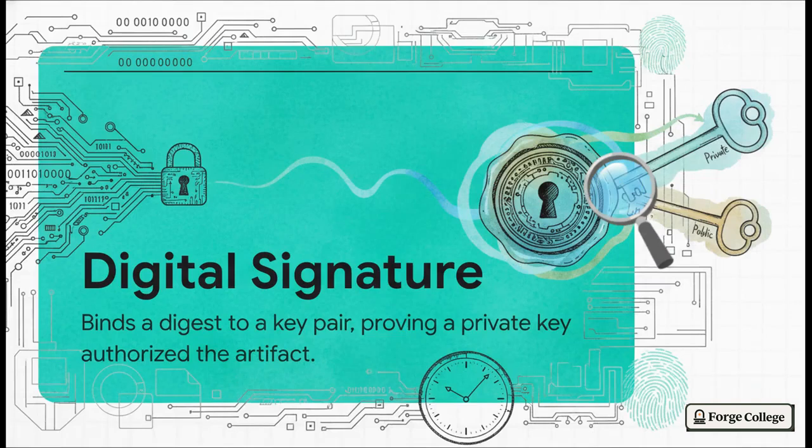Tool number 2 is the digital signature. A checksum is great because it tells you if the file changed, but it doesn't tell you who actually created it. A digital signature binds that checksum digest to a specific key pair. Think of it as a modern-day tamper-proof wax seal. It explicitly proves exactly who authorized the release, because only the true holder of the private key could have possibly generated it. It answers that absolutely crucial question: did our authorized release manager actually approve this, or was it 3 kids in a trench coat?